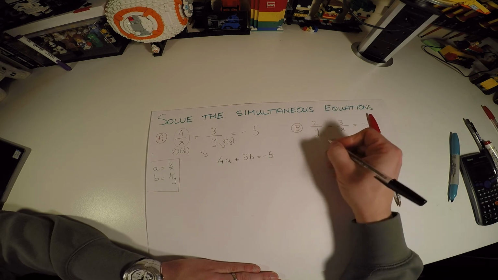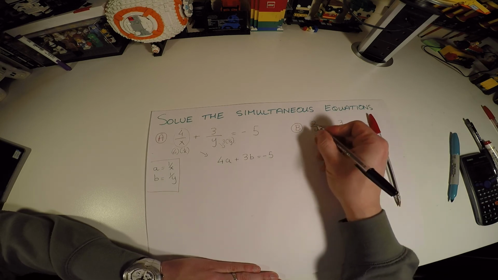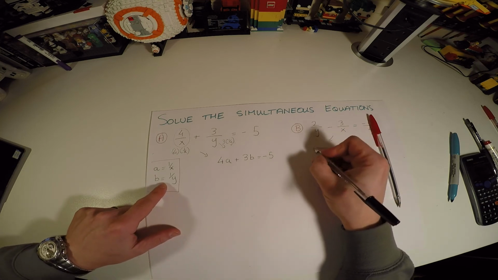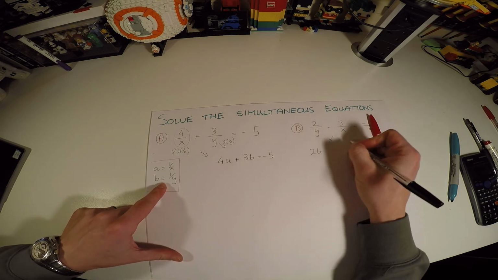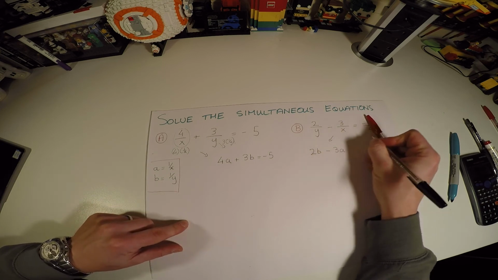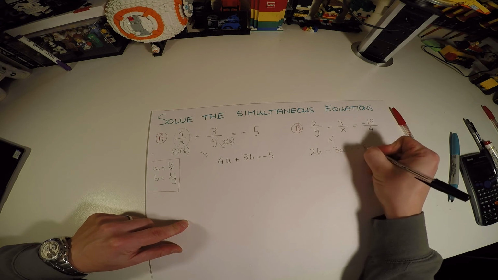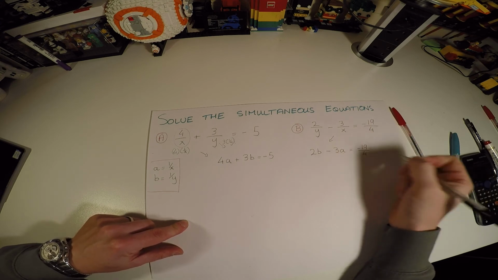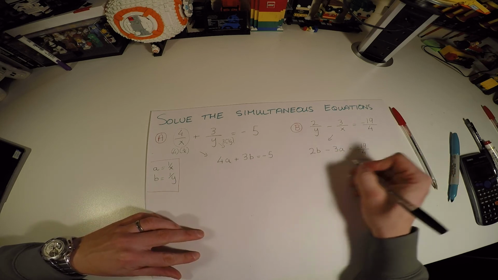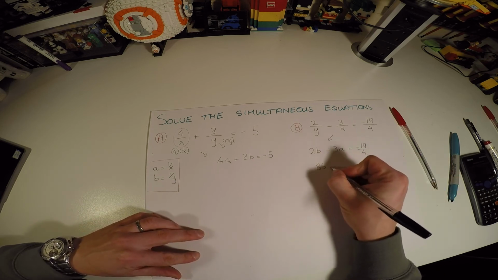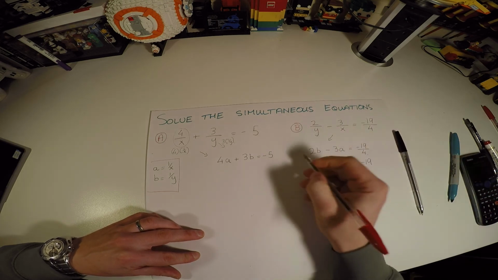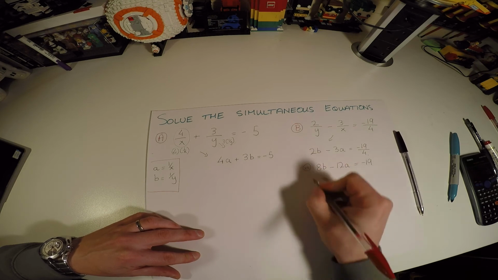Same thing over here. 2 over y ends up being 2 times 1 over y, which is now 2 times b. And then we have 3 over x, which is minus 3 times a, for the 1 over x, and that's equal to minus 19 over 4. Let's get rid of this fraction by multiplying the whole thing by 4, giving us 8b minus 12a equals minus 19. So this is the whole thing multiplied by 4.